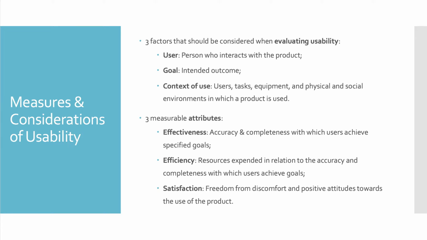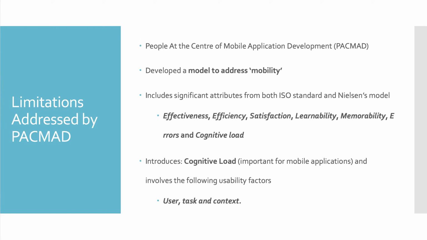And so previously, the 3 measurable attributes have been effectiveness, efficiency, and satisfaction. So the accuracy with which users are able to complete their specified goals, the efficiency, how many resources they need to expend in order to accomplish this goal, and then what level of satisfaction they have with the eventual completion of this goal. So that's really what's driving my desire to pursue this question.